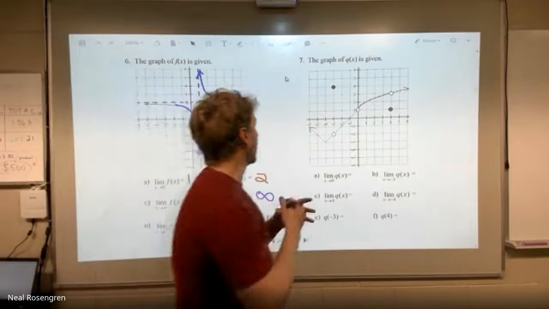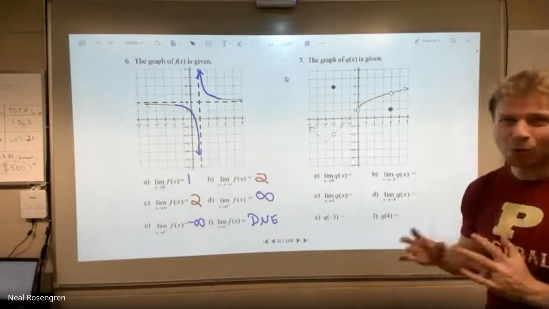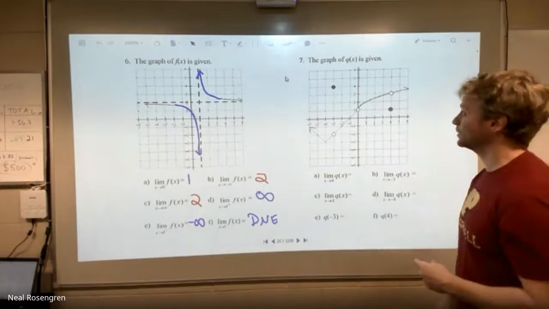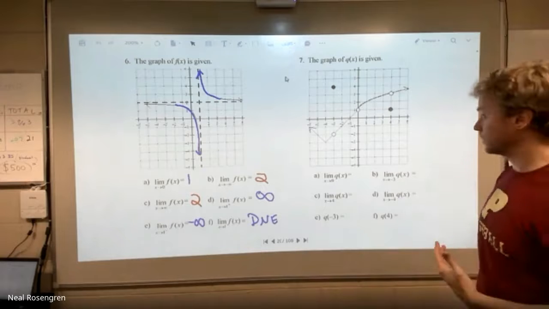All right. Number 7. No asymptotes here, but we do have some holes and some points kind of floating around a little bit, so we do want to be careful. There's a lot of discontinuity here that's worth considering.